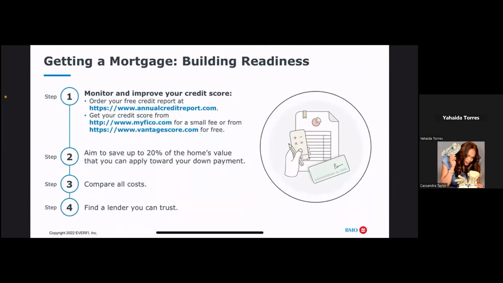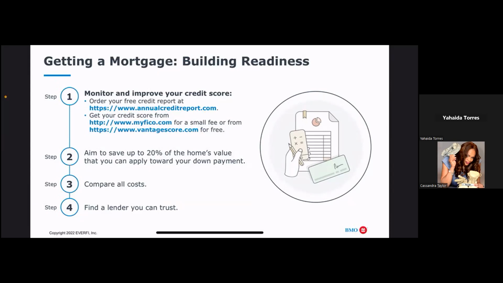So whether you're ready to get a mortgage or thinking about getting one, you can take some steps to prepare to be able to meet with the lender and find a mortgage that's going to be best for you. So you want to make sure that you find out your credit score. You can either go to annualcreditreport.com to get your free credit report, or go to myfico.com or VantageScore to get your credit score.